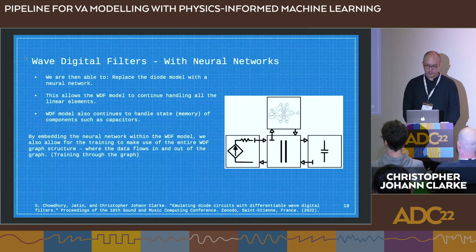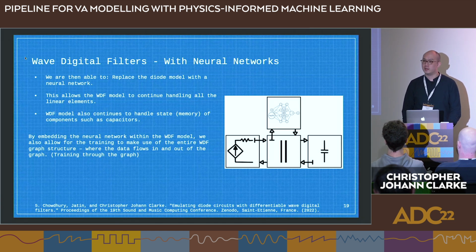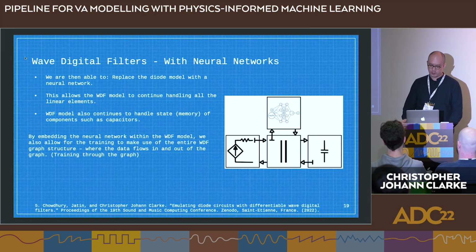We're then able to replace the diodes with a small neural network, and in this case, this allows the WDF model to continue handling the elements that we assume to be linear, such as the resistor and the capacitor. The WDF model also continues to handle the state of the components, such as capacitors. In doing the embedding, we also allow for the training to make use of the entire WDF graph structure, where the data flows in and out of the graph.